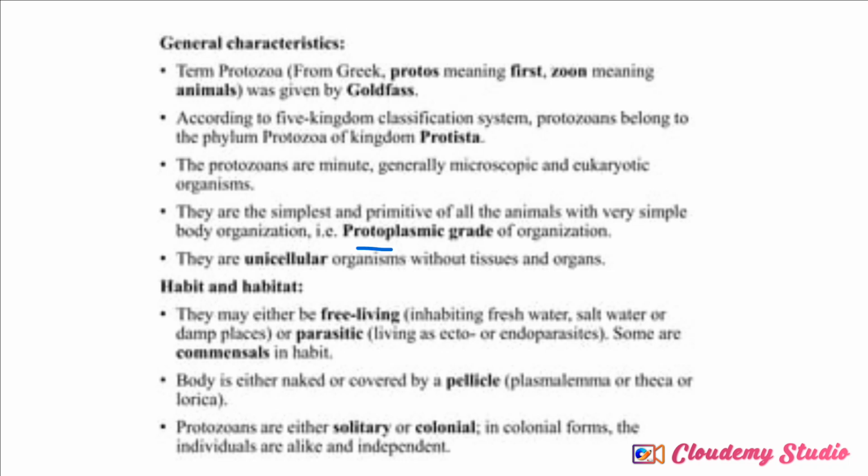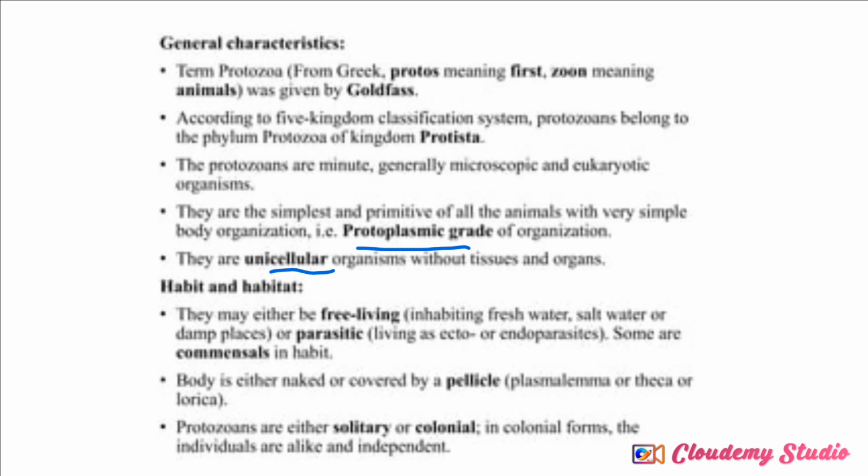So they are in what? They are in protoplasmic level of organization. They are all unicellular and they can be uninucleate or binucleate. Now, the body shape is variable. They can be oval, they can be spherical, they can be solitary, and they can be colonial. The body protoplasm is differentiated into the outer ectoplasm and the inner endoplasm.